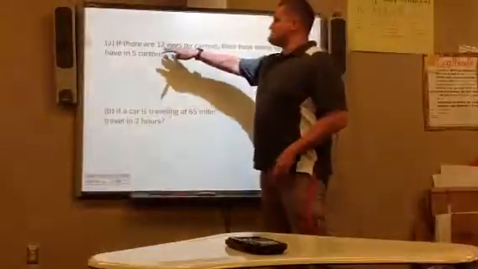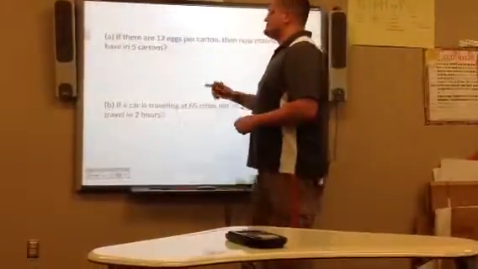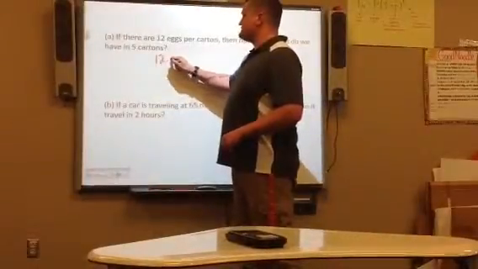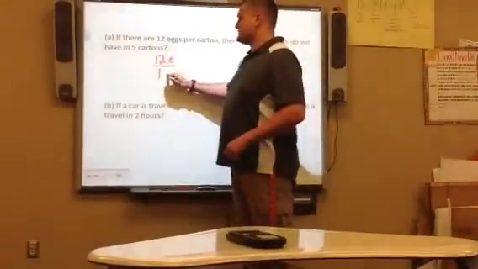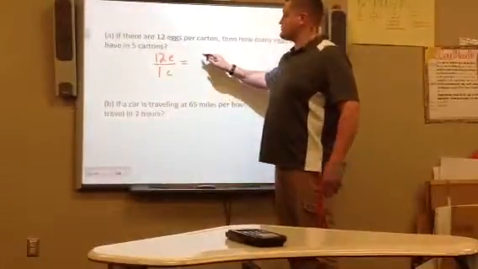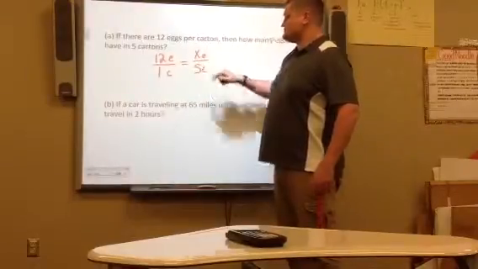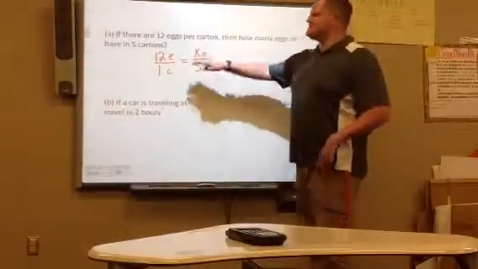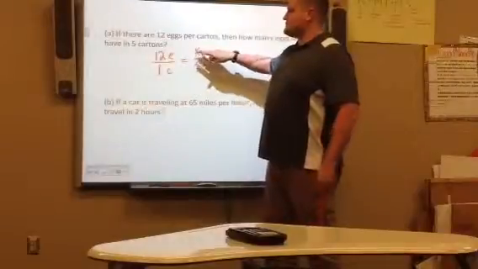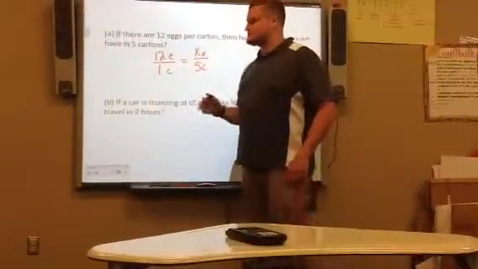So we start off, it says there's 12 eggs per carton. Then how many eggs do we have in 5 cartons? To start off, we have 12 eggs over 1 carton. We want to know how many eggs, which we're not sure, so we're going to call that X eggs over 5 cartons. So we can solve that. It helps to have it labeled just so you can keep track. Make sure that you have both of the eggs on top and you have the cartons on the bottom. It's going to help you keep things organized.